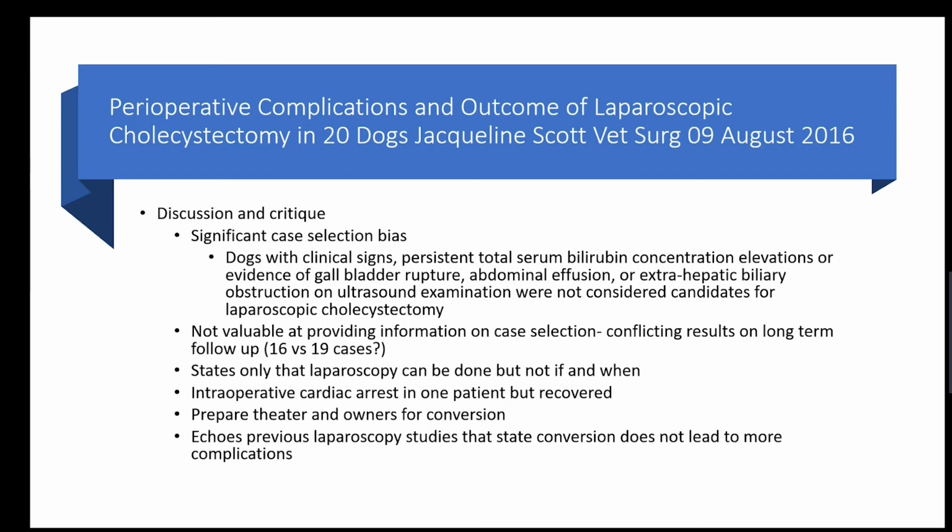So they can't really give us any valuable information on what cases are best, except to say that in this cohort of very stable dogs, they didn't have a very high rate of complications or intraoperative mortality. Interestingly, they did have a cardiac arrest in 1 of the patients. The amazing thing seems to be that they were able to revive that patient and continue. I guess this does give us the information that if we're going to pick patients for laparoscopy, even if they are stable without any blood work changes or any evidence of gallbladder rupture or abdominal effusion, about 1/3 of those patients are going to require conversion to an open surgery.